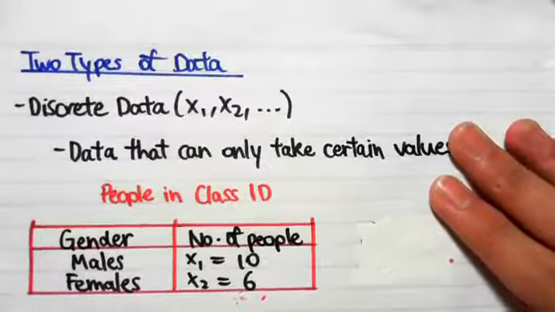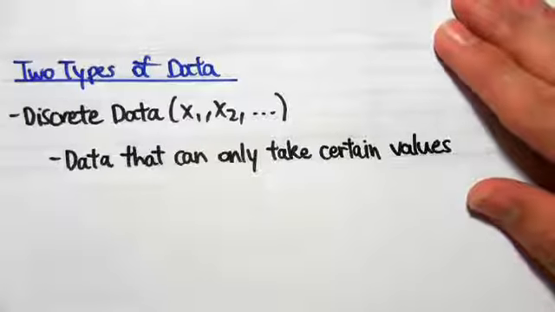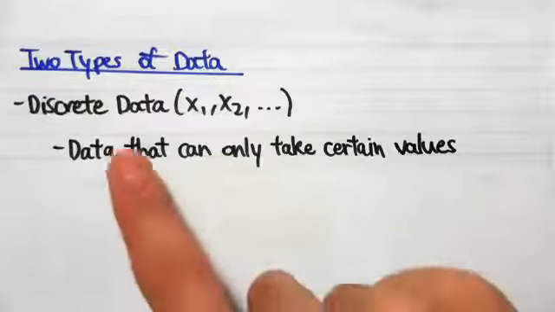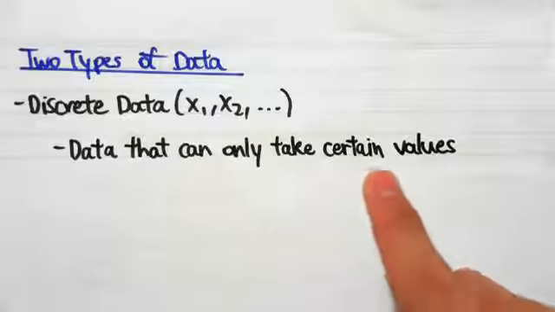Okay, so let's look at the type of data that we use in statistics. Fundamentally, there are two types of data that we analyze in statistics. The first type is called discrete data, and that's when data can only take certain values.